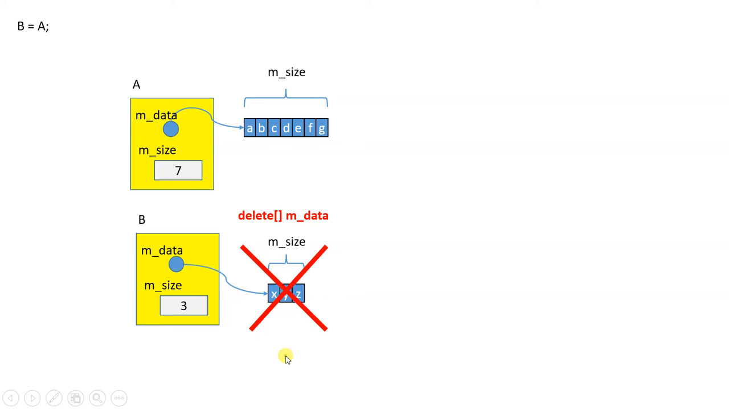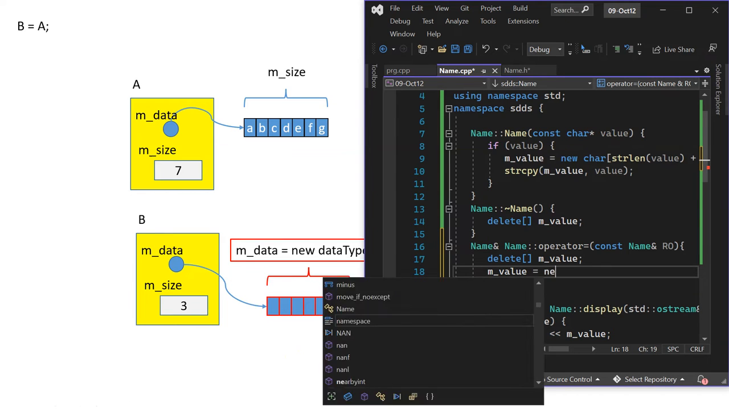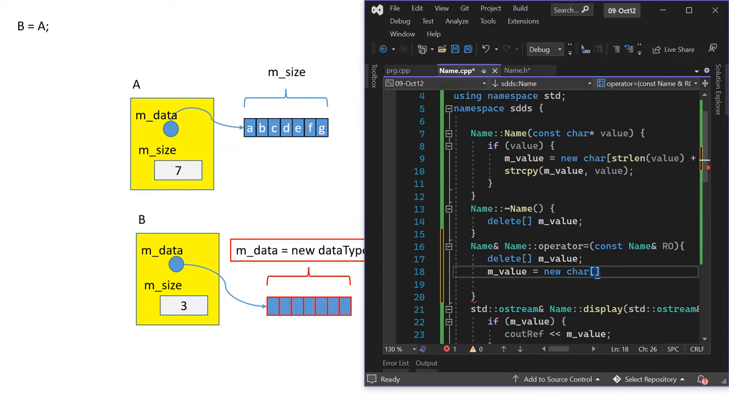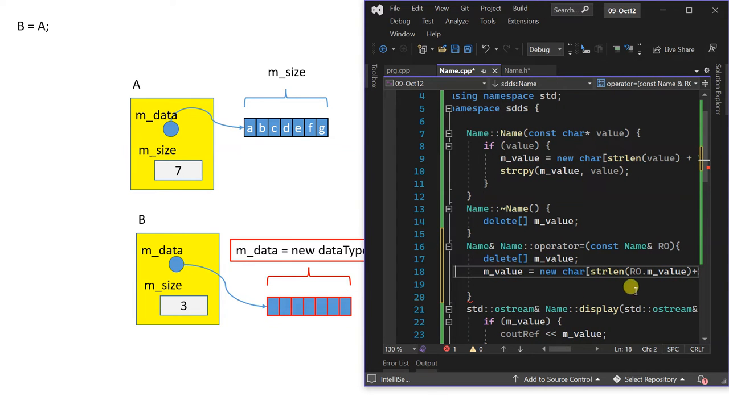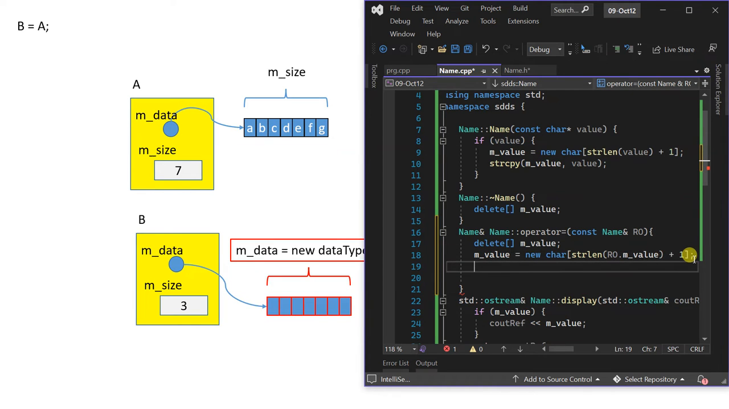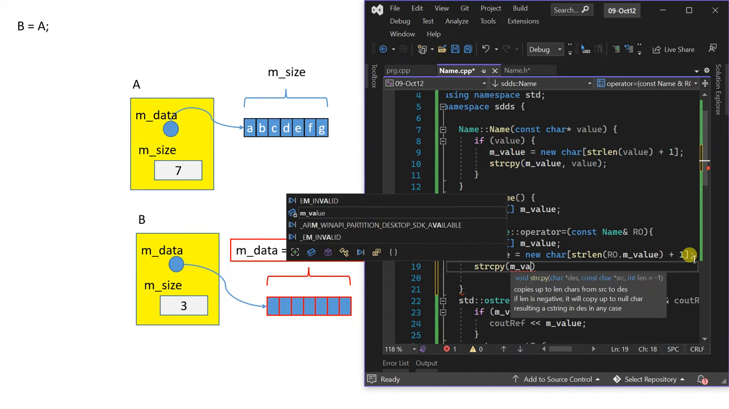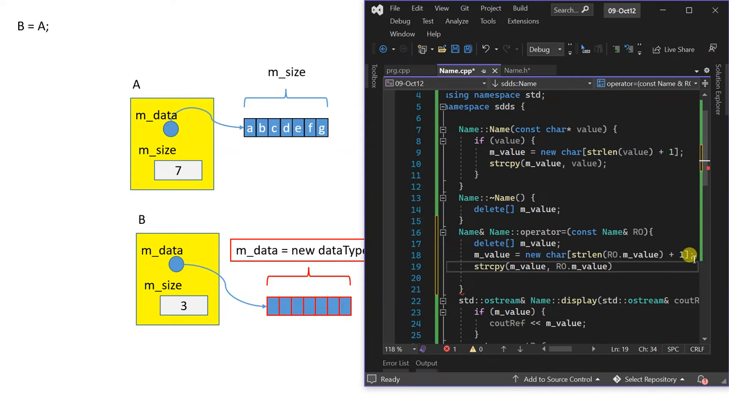After deleting the data, I get the size of the other one. So in here, I'm going to say mValue will be set to new character, ro dot mValue, strlen of ro dot mValue plus 1, just to have enough memory for it. And after that, I'm going to say strcpy into mValue the value of right operand's mValue. And at the end, I'm going to say return me.